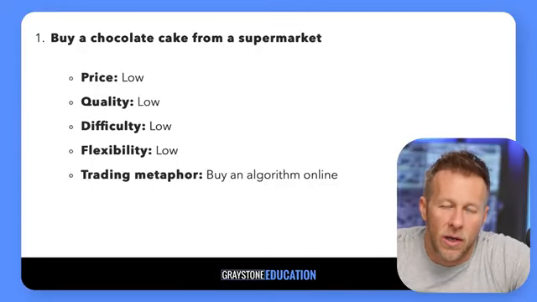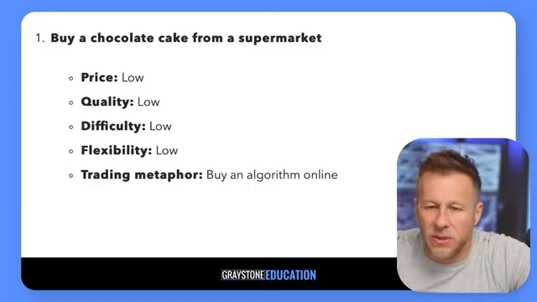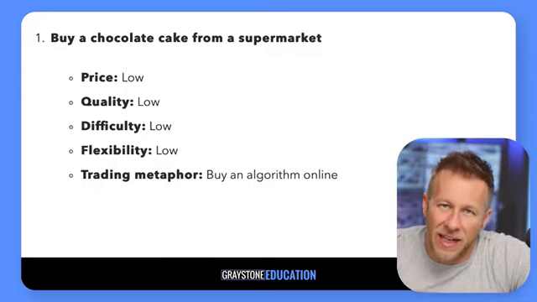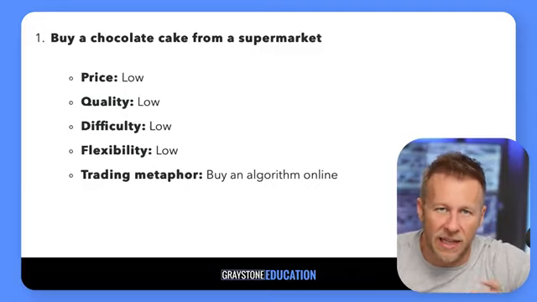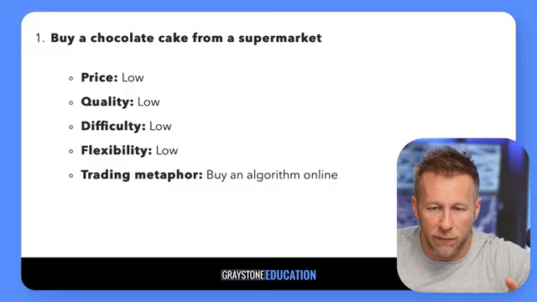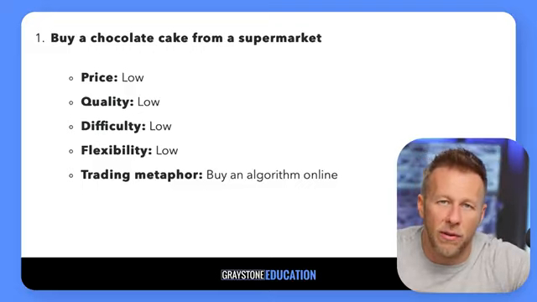So I want you to think of baking a cake. Think of your trading strategy as baking a cake. Well, if you buy a chocolate cake from the supermarket, the price is going to be relatively low. The quality of the cake is going to be relatively low, okay? The difficulty of getting your hands on that cake is going to be pretty easy. The flexibility of the cake is low because you get what you're given. And in the trading world, that'll be the same as buying an algorithm online.